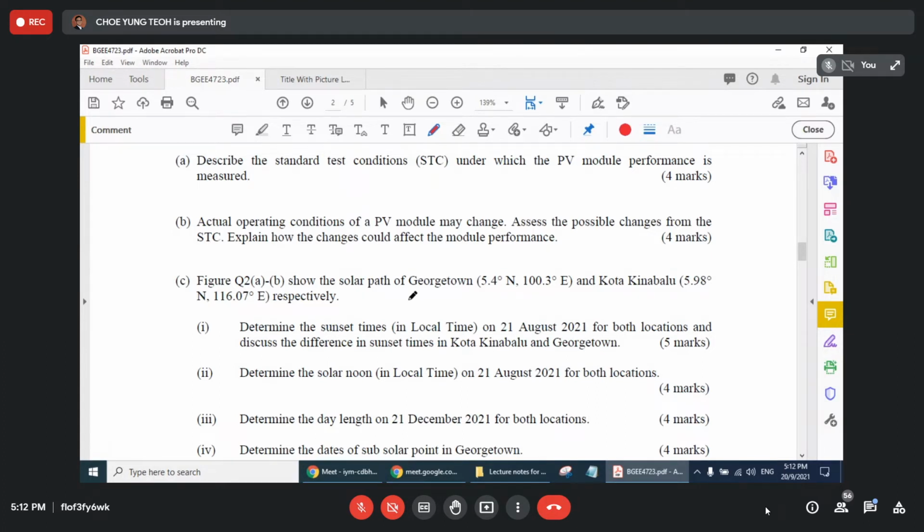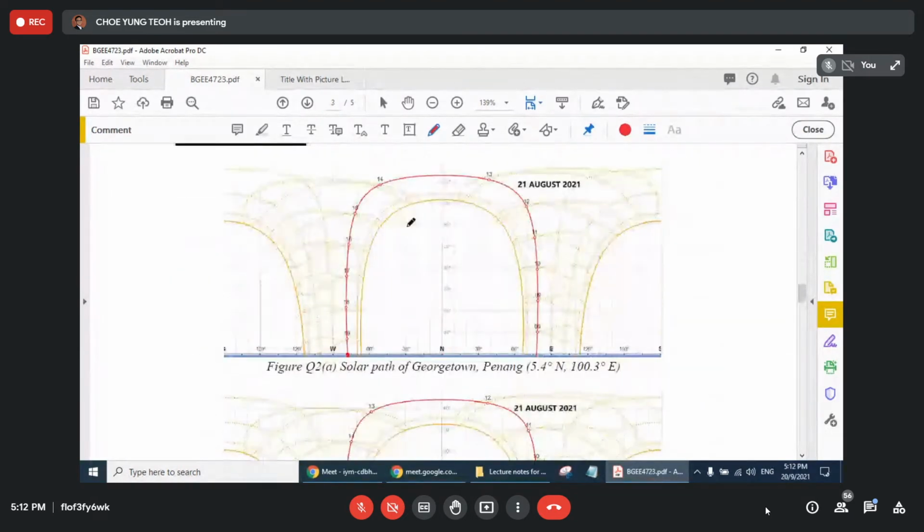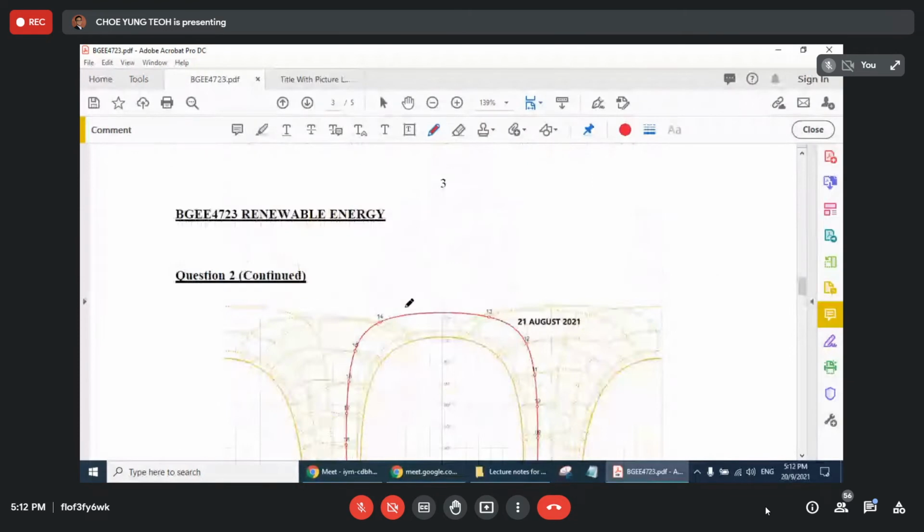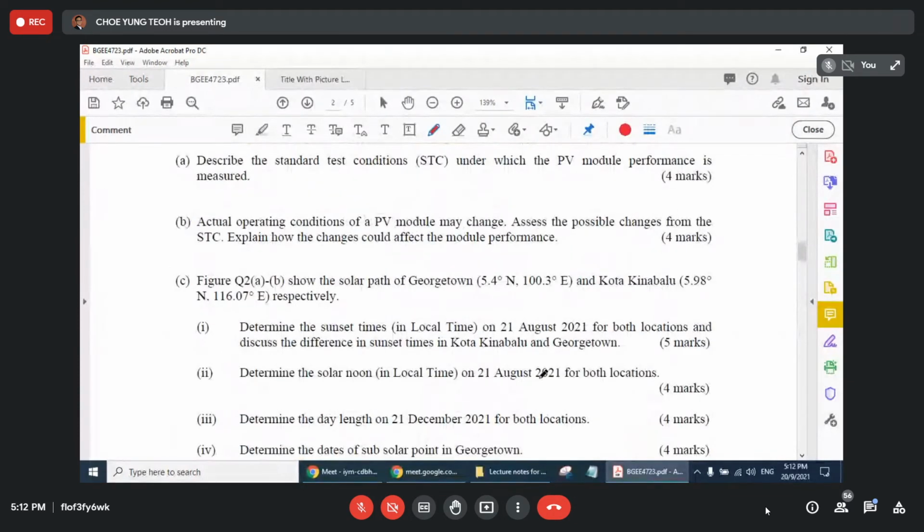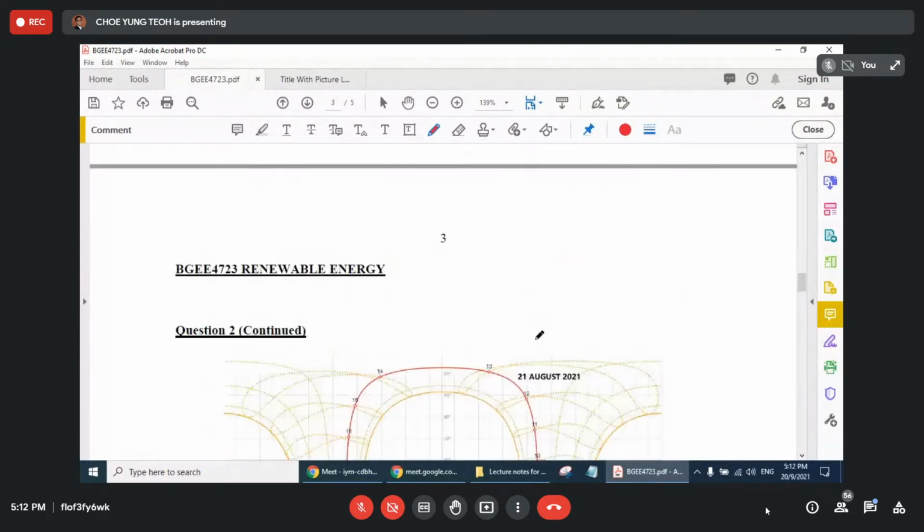So this, you have the solar path of Georgetown and Kota Kinabalu at the bottom. You have to determine the sunset time in local time on the 21st of August for both locations, and discuss the difference in sunset time in Kota Kinabalu and Georgetown. 5 marks.